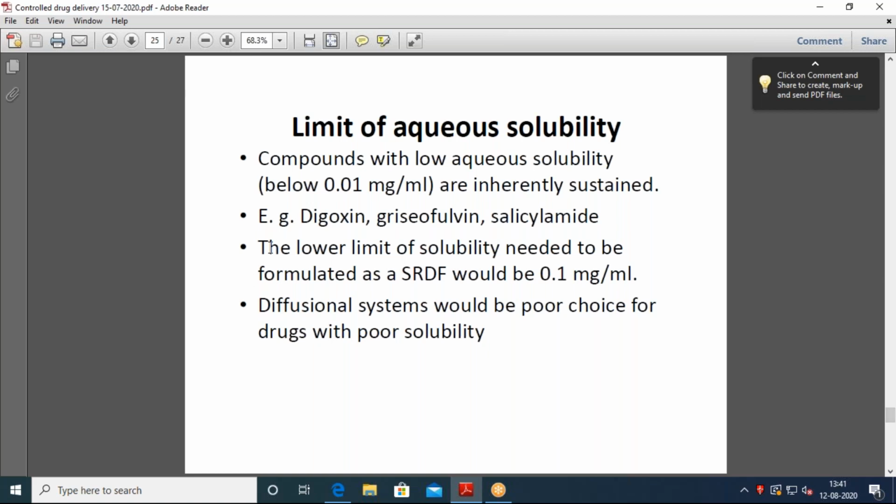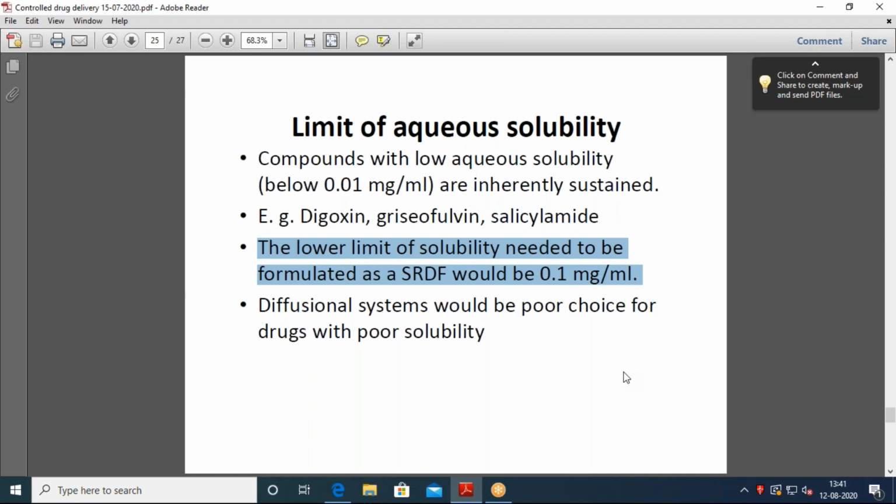The lower limit of solubility, the second point which I put, is very important for all of you. Please remember this. This is a thumb rule. The lower limit of solubility for any drug to be fabricated into a sustained release dosage form is 0.1 mg per ml. Are you able to understand? Yes.